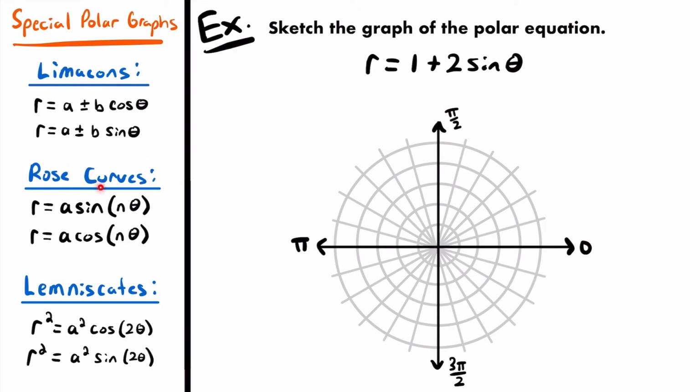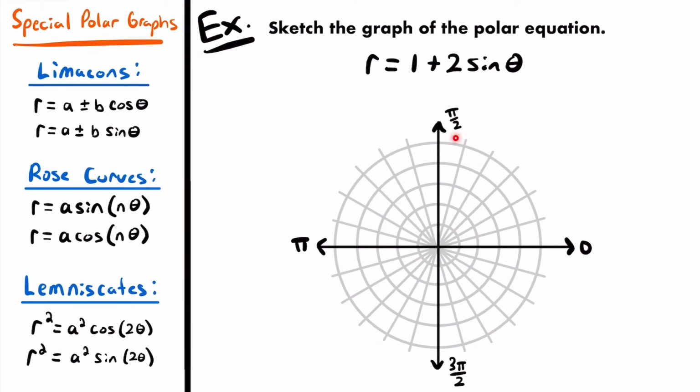Then we have rose curves. That's the second type of special graph. Those are represented by r equals a times sine of n times theta, or r equals a times cosine of n times theta. And for both of these equations, both a and n represent some constant. And then finally our last type of special polar graphs are lemniscates, which are represented by r squared equals a squared times cosine of 2 theta, or r squared equals a squared times sine of 2 theta. And a just represents some constant that is being squared.